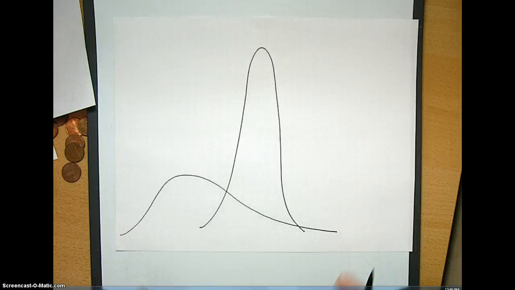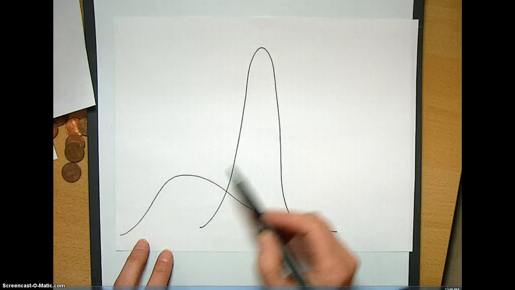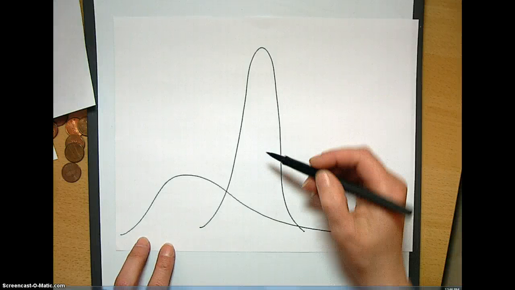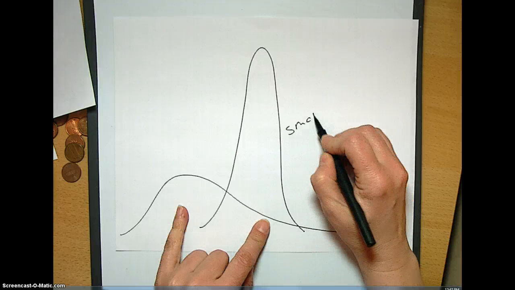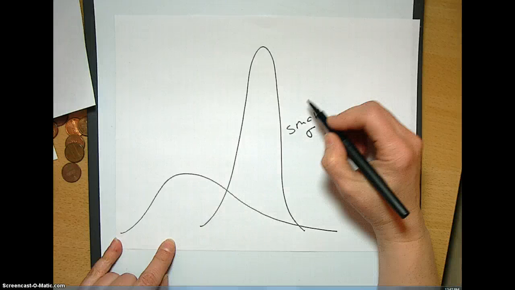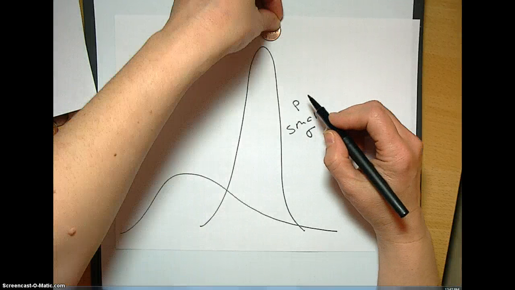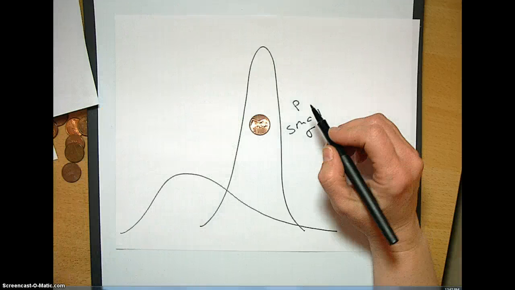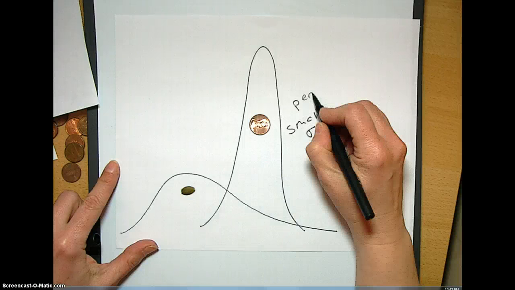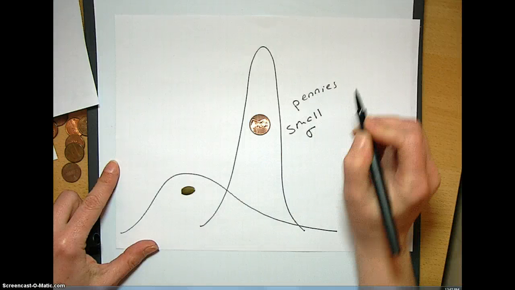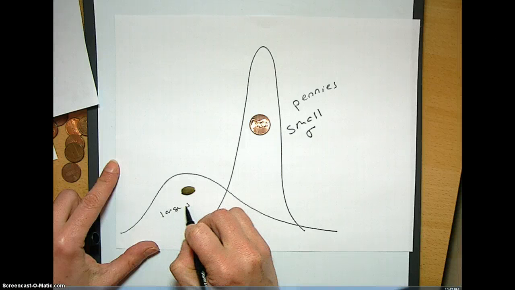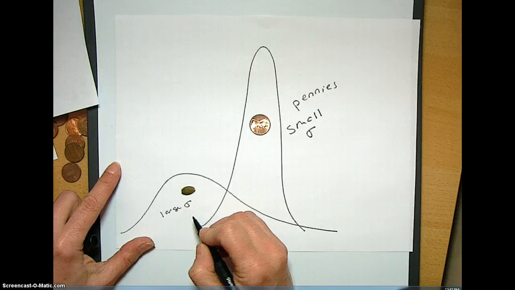Okay, so both of these curves have an area of 1 underneath them, but the penny curve has a small standard deviation, and this is pennies. I should write pennies. I need to put a penny on it. And the pumpkin seed one, pumpkin seeds. The pumpkin seed one has a large standard deviation. That symbol is standard deviation if you have not seen it before.